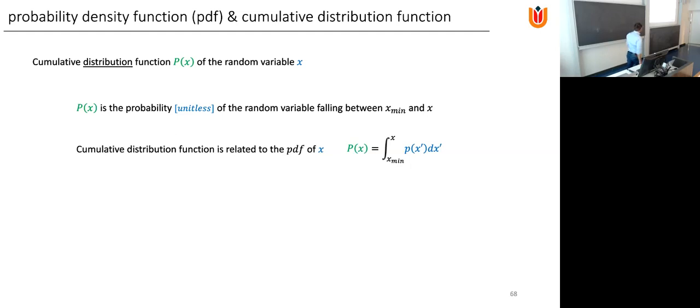So for our variable x, we would take the probability density function and integrate it from the minimum value up to the value that we're interested in. Like this.